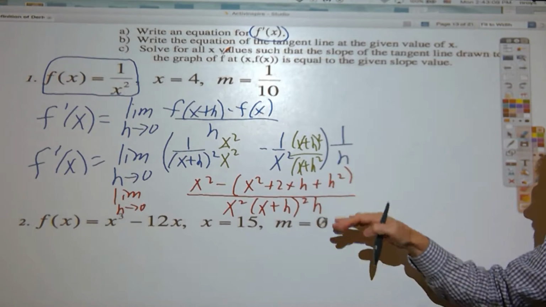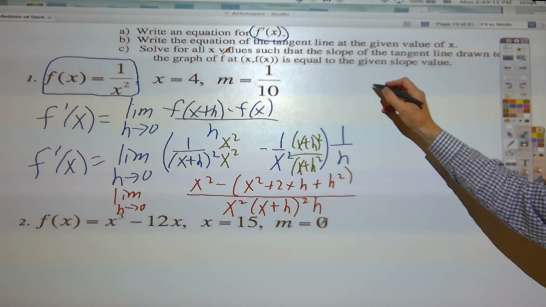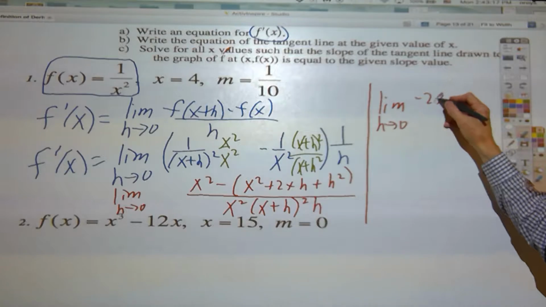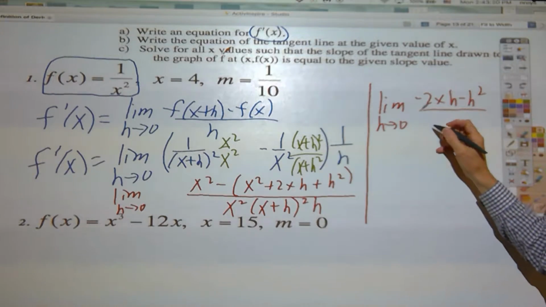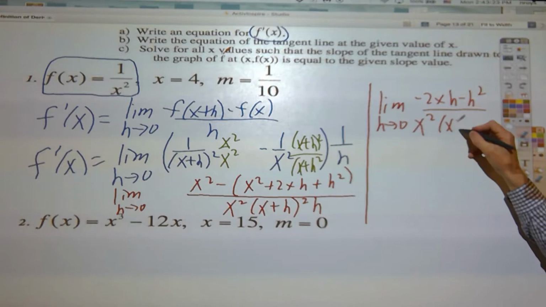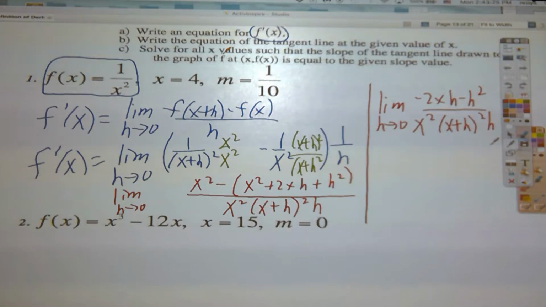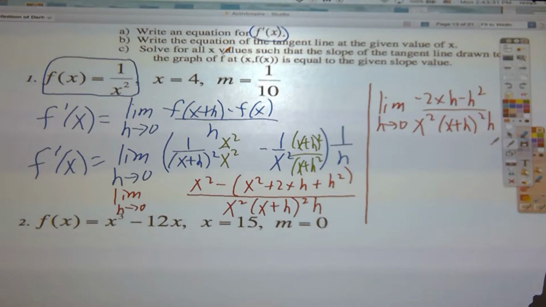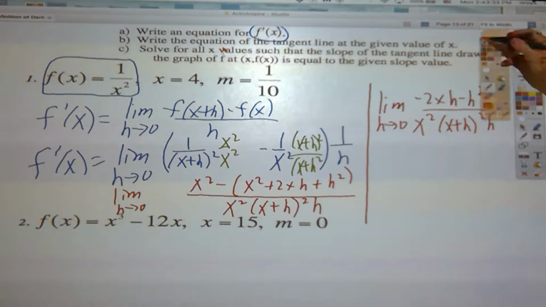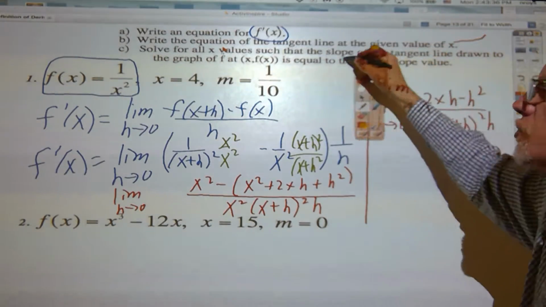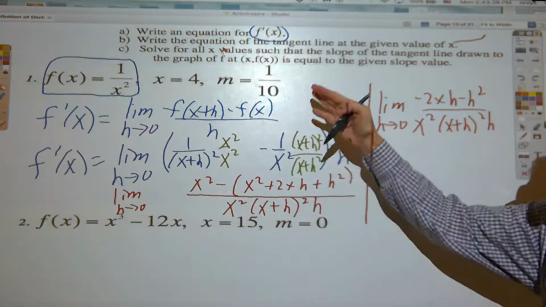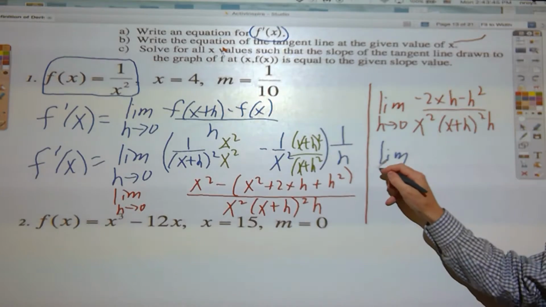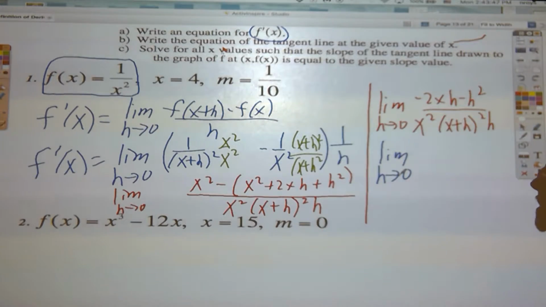When you distribute the negative sign, x squared minus x squared will collapse to 0, and you'll have the limit as h approaches 0 of negative 2xh minus h squared over the common denominator multiplied by h. Let's pause here. Do you have any questions as to how to make it this far? This also has a lot of attention to detail. When we learn the derivative shortcuts, you won't have to do any of this work. So that'll be a happy day. But you have to know the long way to really appreciate the shortcut.